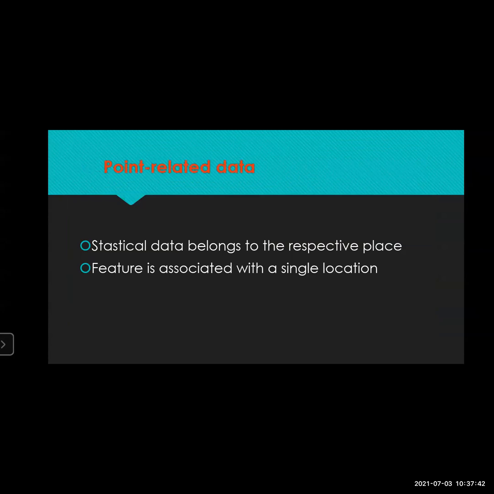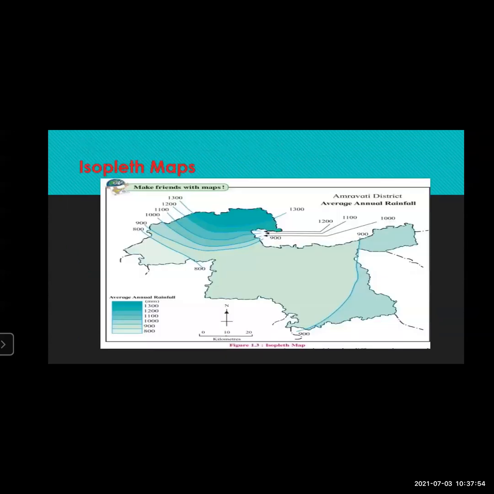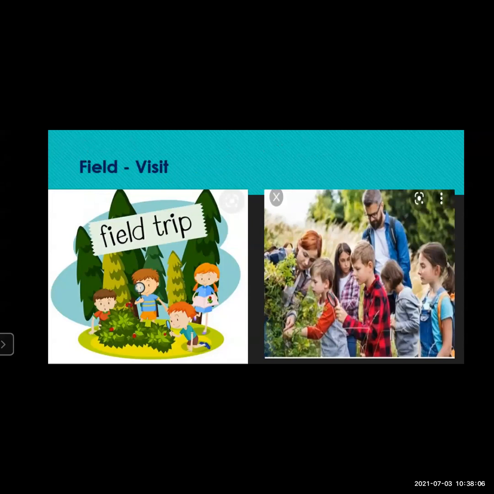Then we have seen what is the meaning of point related data. Then we have seen what are the steps to prepare the isopleth map. Then today we have seen the isopleth map, this particular 1.3, we have done the exercise. Then we have seen the isopleth map 1.5 rainfall. We have completed the exercise. Then we have come through the field visit, the last part of your lesson.